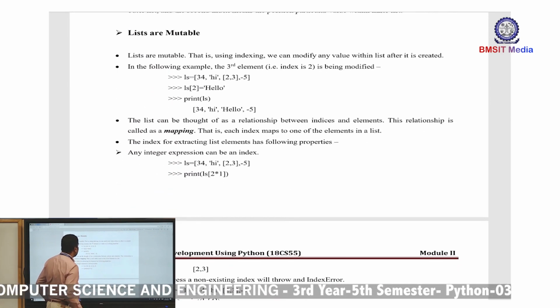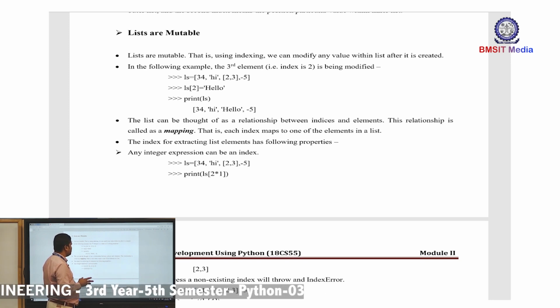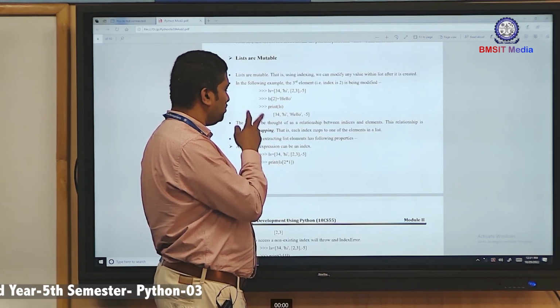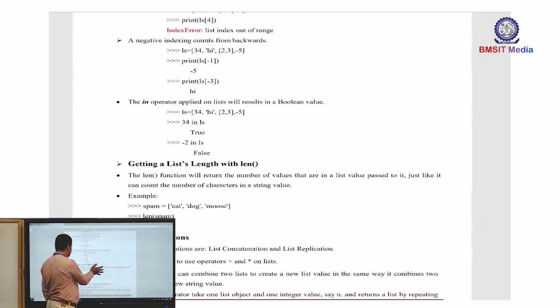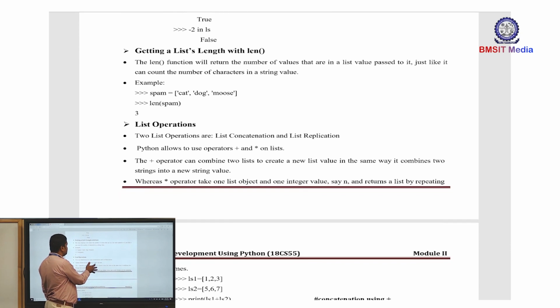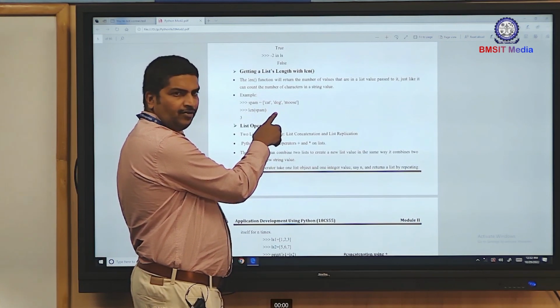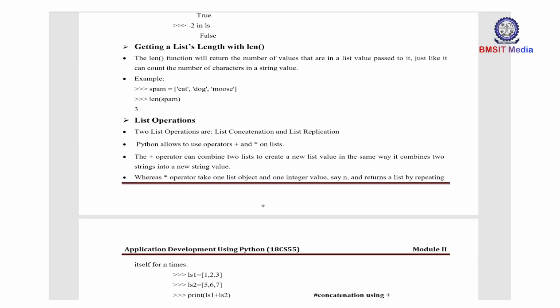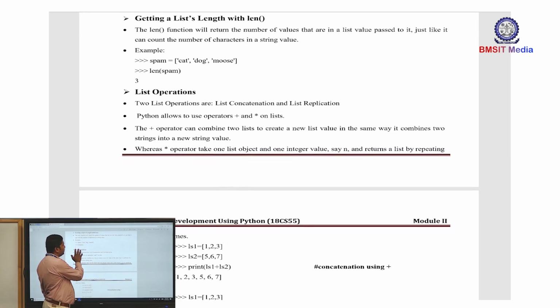Next, we say lists are mutable. Mutable means you can change the list if you want. You can put duplicate values also. Okay. So this is an example of it. This was also done in the previous video. Next, getting a list length using the inbuilt method called len. So span is a list here of three strings actually, cat, dog and mouse. So whenever I say len of span, I'll get 3 because I have 3 elements in the list.